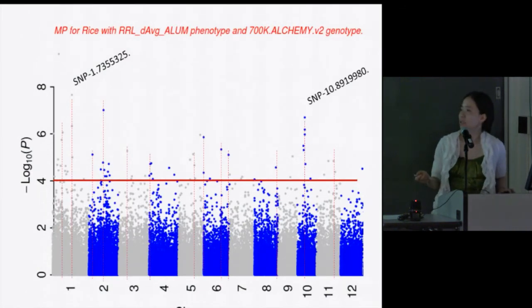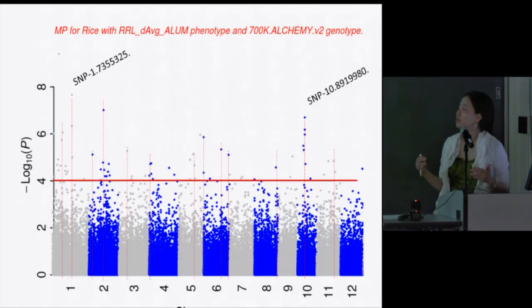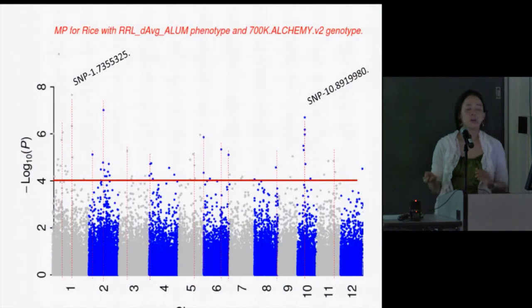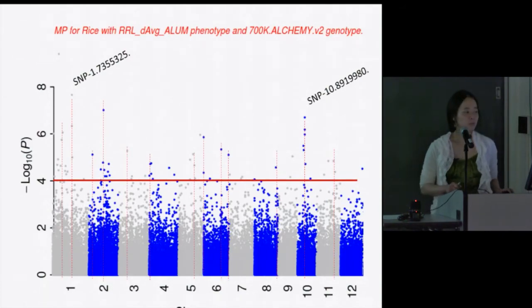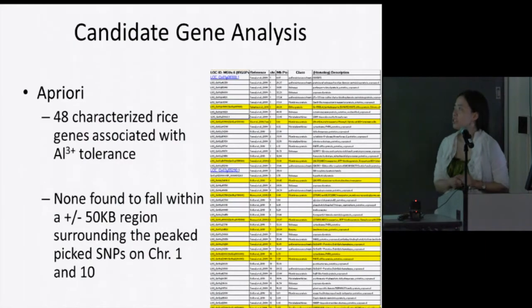I'm only going to be looking at two different peaks in the very constrained time I've had to analyze these results so far. But looking at this very high peak on chromosome 1 and another almost equally as high, very well supported peak on chromosome 10, what do we do now to look at candidate genes that may be underlying these peaks?